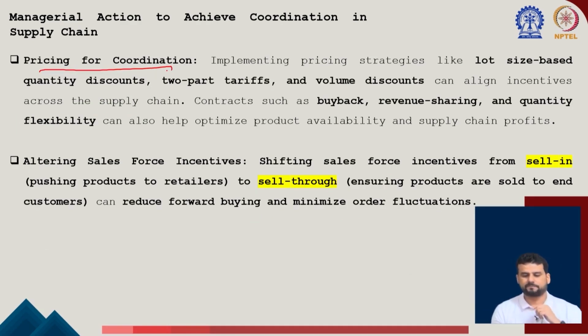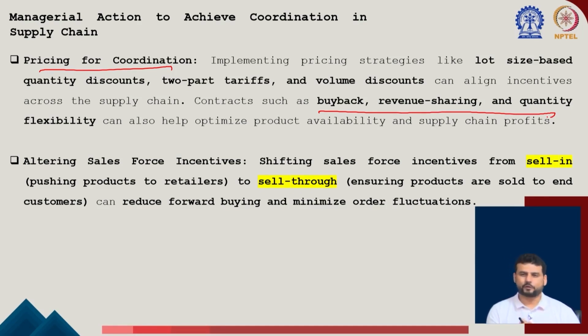Pricing for coordination. So now, implementing a pricing strategy, we should not use lot size based quantity discount, but maybe a two-part tariff, some fixed cost, some variable cost. Maybe if they take more volume, we can give incentives, right? Discounts we can give if they are coming with more quantity, right? Then contracts such as buyback, revenue sharing, and quantity flexibility can also optimize product availability and supply chain profits, right?